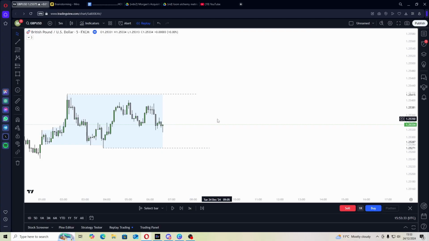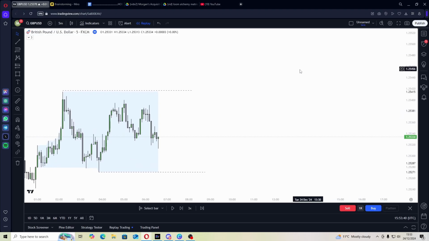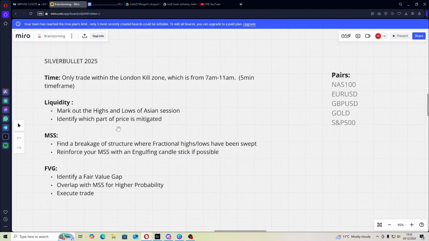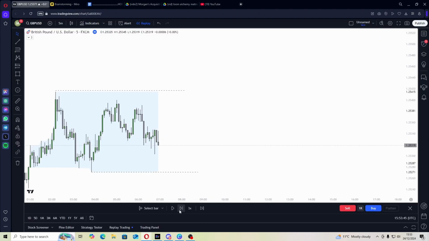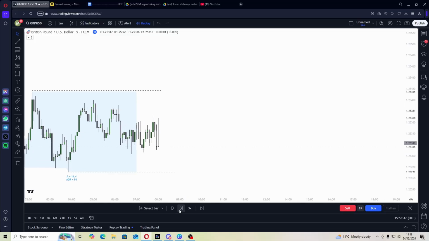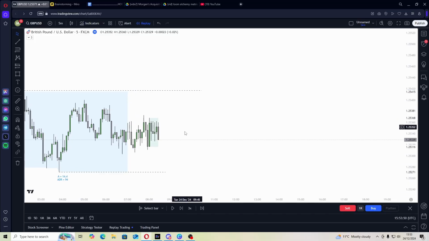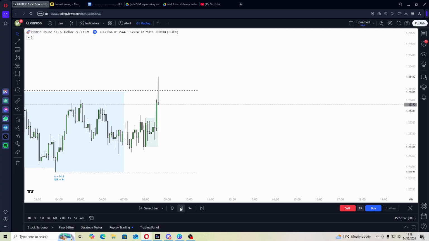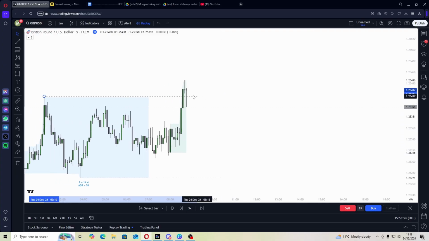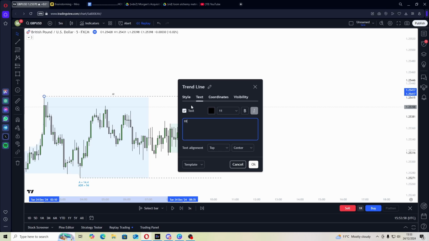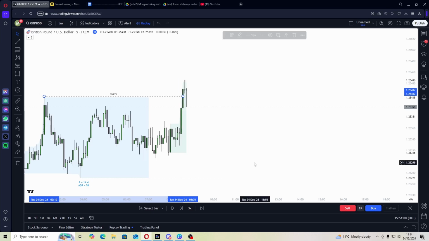We do this because we need to see which side of Asian session actually gets swept, which side of liquidity gets swept, so we can aim to take the trade towards the other side. So now we need to find out which side is actually gonna get swept. If I play price forward, we're just gonna wait to see which side. Let me just lengthen these. And you can see right there the highs have completely been swept. So this is the highs of Asian session right now, and it's completely been taken out by price.